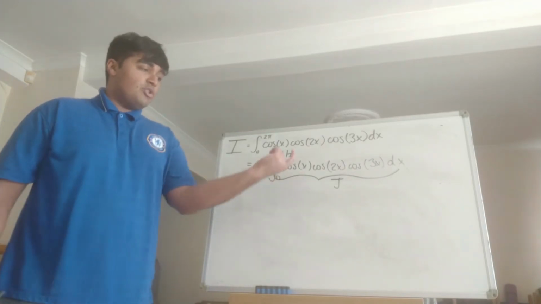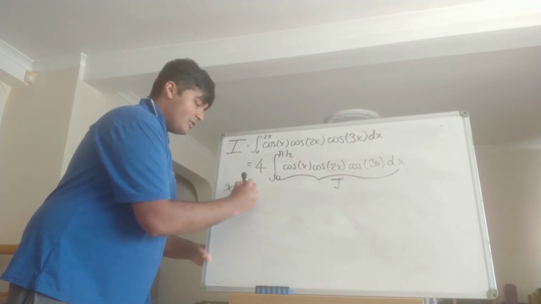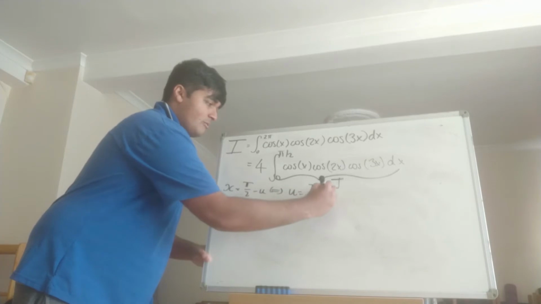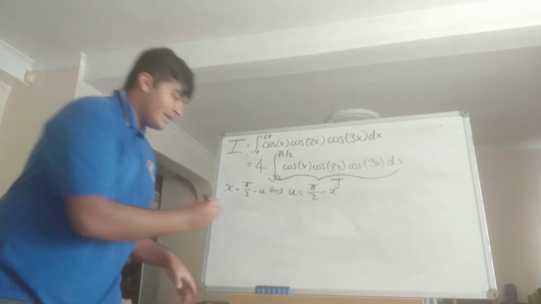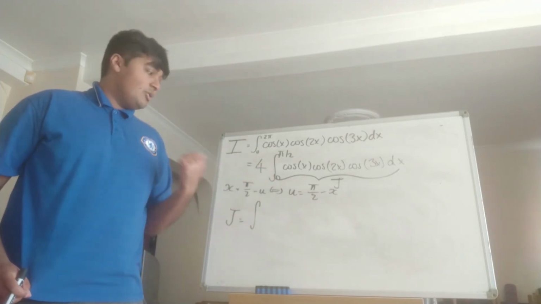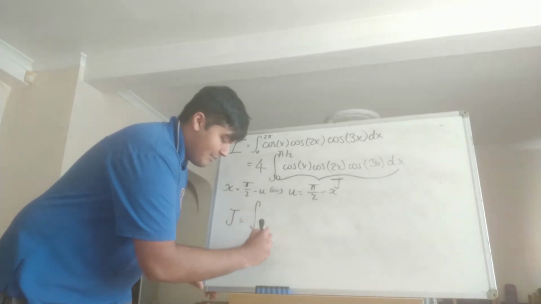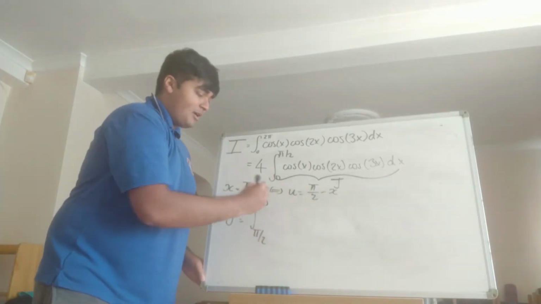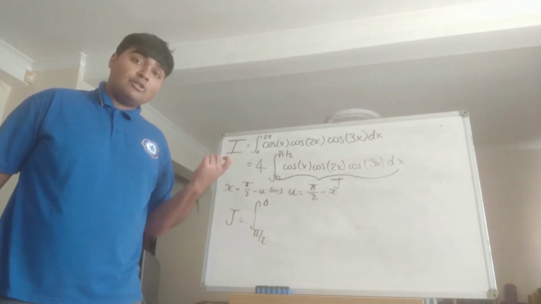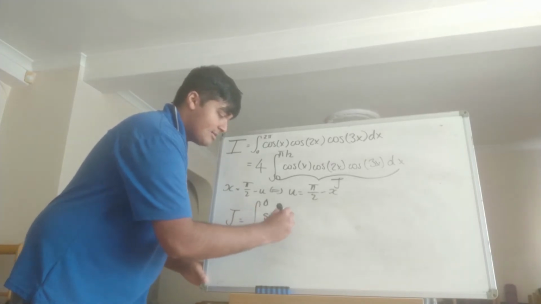Okay, so what we're going to do on J is actually a u substitution. So we're going to have x equals pi over 2 minus u, which is equivalent to saying u equals pi over 2 minus x. Okay, so then we're going to get J equals the integral now. Well, when x is 0, u is going to be pi over 2 minus 0, so pi over 2. And when x is pi over 2, u is going to be pi over 2 minus pi over 2, which is 0. Now, cosine of x is just cosine of pi over 2 minus u, which using your double angle formulae, you'll be able to find out that that is just sine of u.